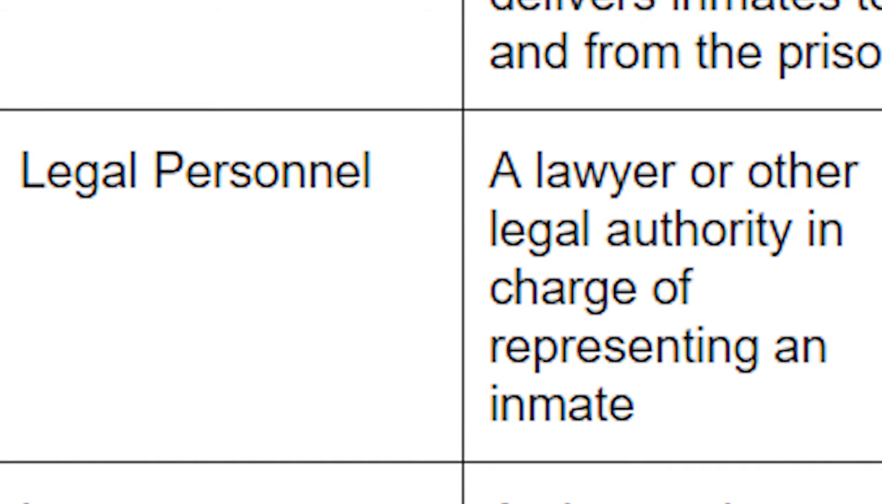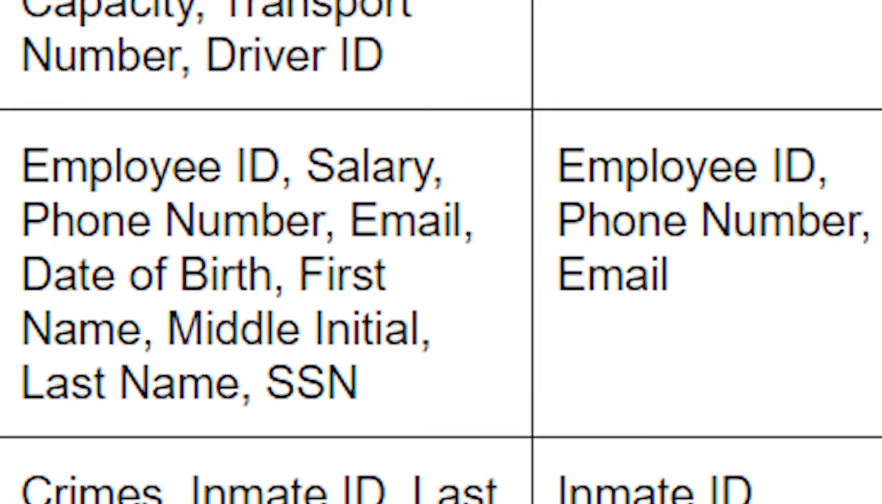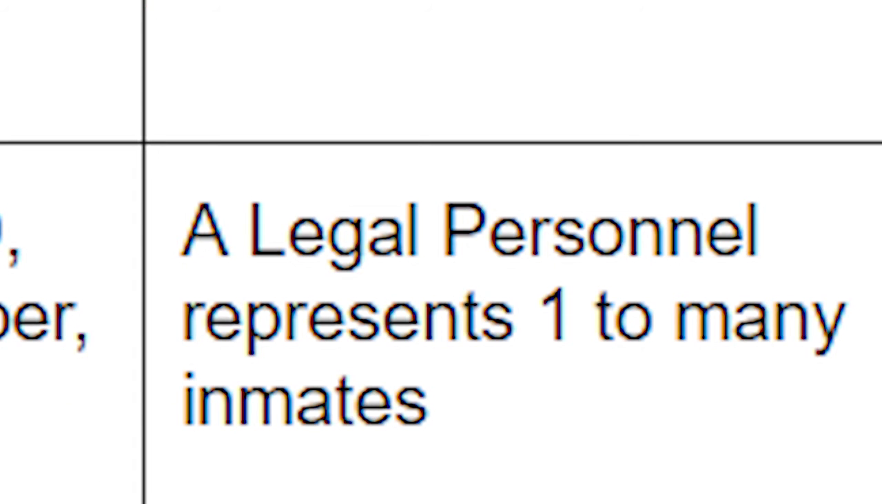Next up, we have legal personnel, which is basically attorneys that represent inmates. Their attributes include employee ID, salary, phone number, date of birth, first name, middle initial, last name, and social security number. The keys are employee ID and phone number, and their relationship to the inmate is that they represent them.